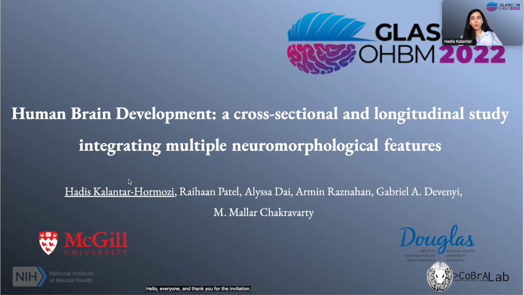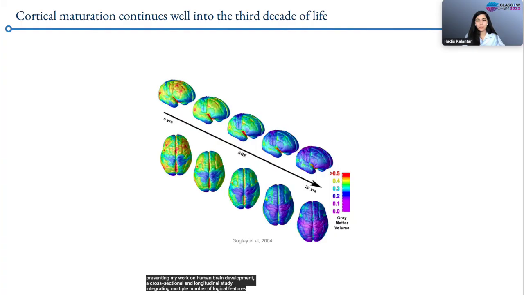I'll be presenting my work on human brain development, a cross-sectional and longitudinal study integrating multiple neuromorphological features. So, studying the stages of brain development, it's been known for a long time that the brain undergoes a massive cortical structural remodeling that starts from childhood, which continues well into the third decade of life.